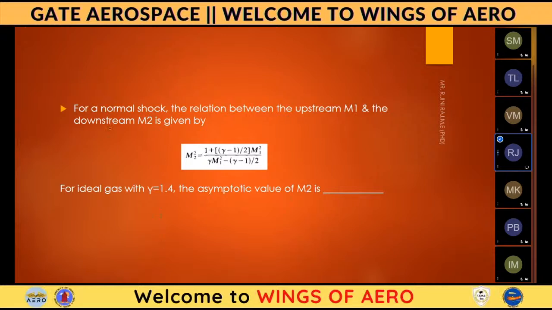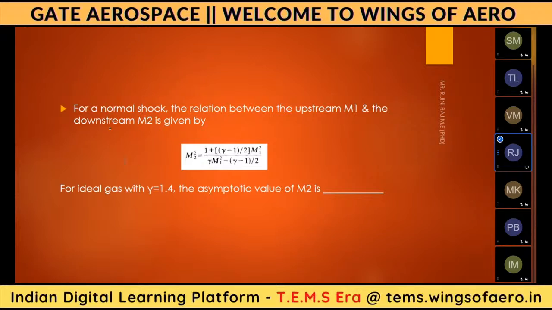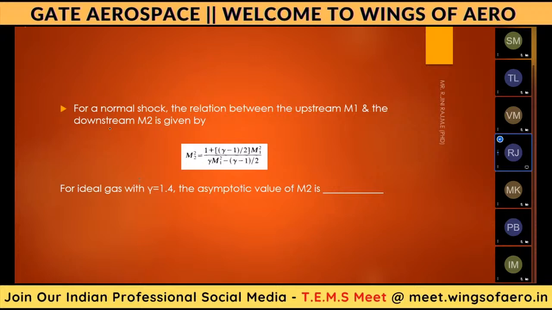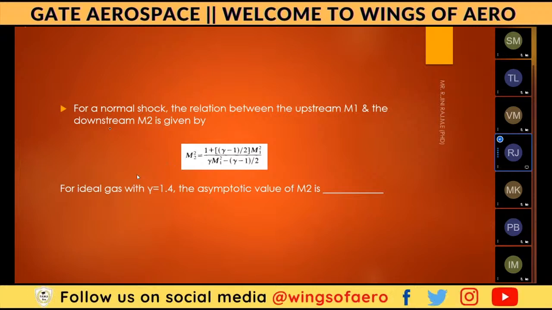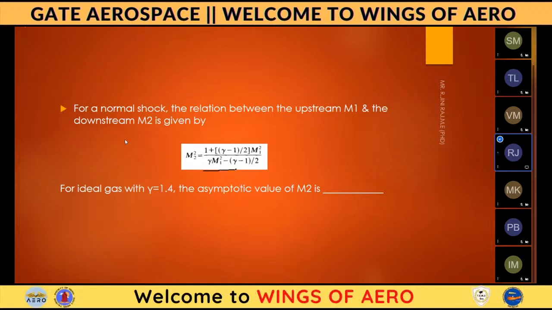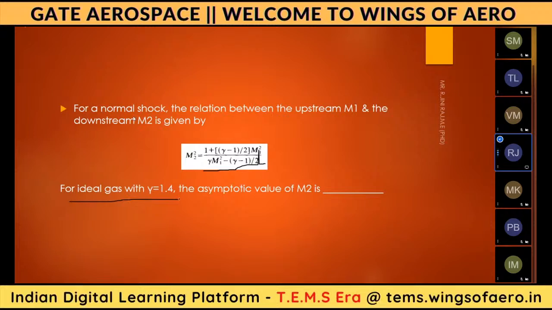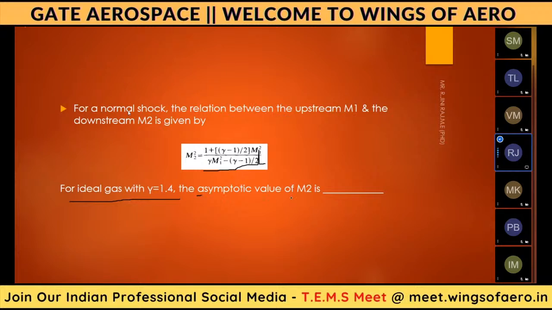Okay. Shall we solve this problem? What they have given is, for a normal shock, the relation between upstream Mach number M1 and the downstream Mach number M2 is given by M2 squared equals (1 plus (gamma minus 1) divided by 2 times M1 squared) divided by (gamma M1 squared minus (gamma minus 1) divided by 2). For an ideal gas, gamma equals 1.4. We need to find the asymptotic value of M2.